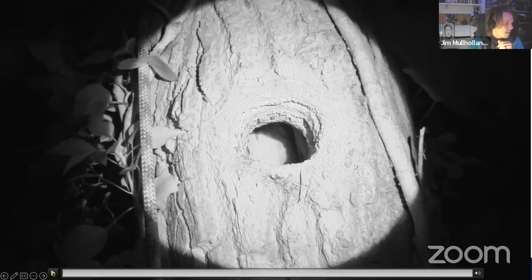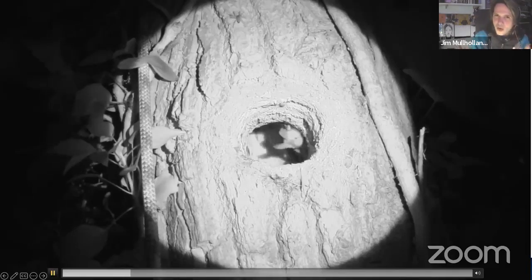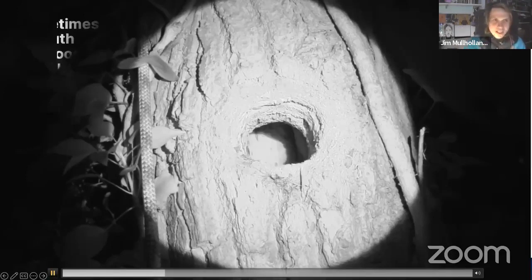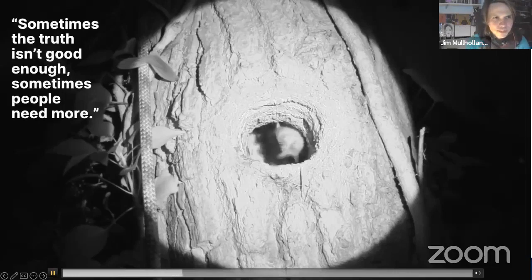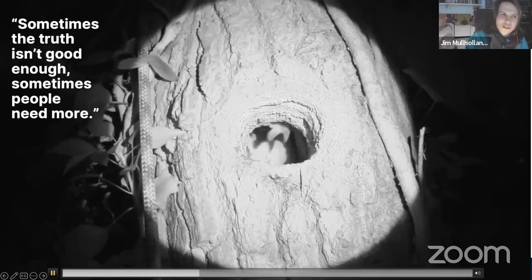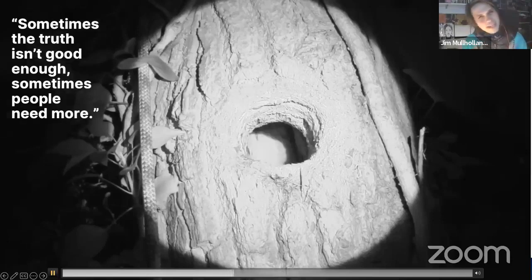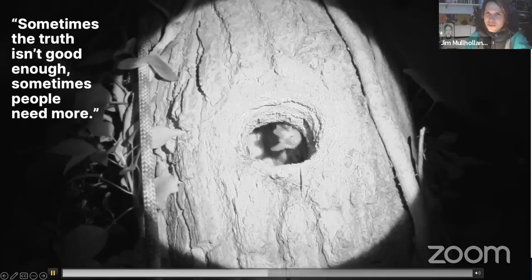So I've talked about the data there. But one thing I kind of realized, especially with the publication of the bat habitat key, the evidence is there and we've had it for a while, but that doesn't seem to be enough for some people. And I came across this quote: sometimes the truth isn't good enough. Sometimes people need more. Any idea who said that? Of course, it was Batman.